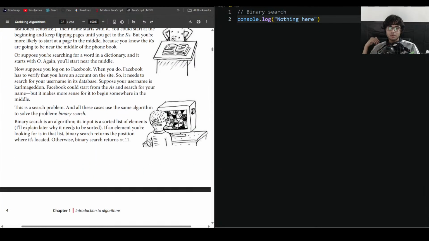This is a search problem, and all these cases use the same algorithm to solve the problem: binary search. Binary search is an algorithm. Its input is a sorted list of elements. I'll explain later why it needs to be sorted.